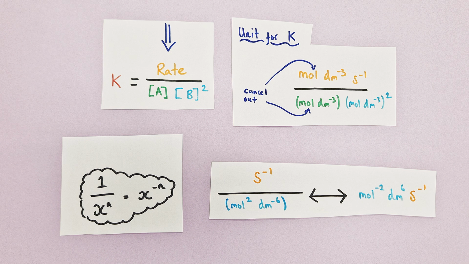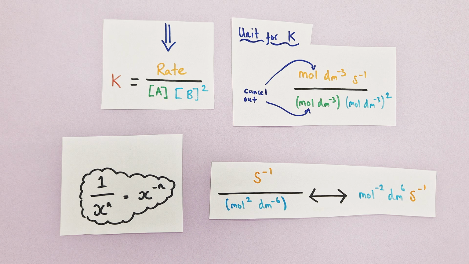So what we have there is mol to the 1 dm to the minus 3 multiplied by mol to the 1 dm to the minus 3. So we add the indices together, 1 plus 1 and the minus 3 plus the minus 3, giving us s to the minus 1 over mol squared dm to the minus 6. Now we're not allowed to leave it in this fractional form, but fortunately another indices rule comes into play here, because it turns out that 1 over x to the power of n, for example, is equivalent to x to the power of minus n.